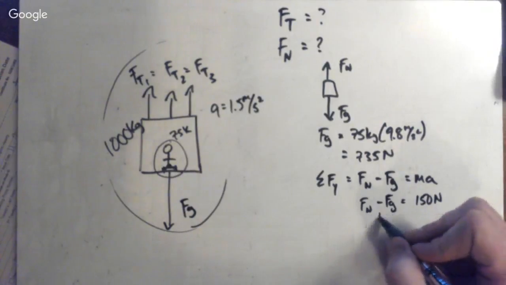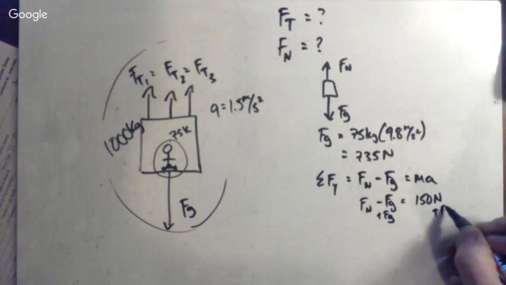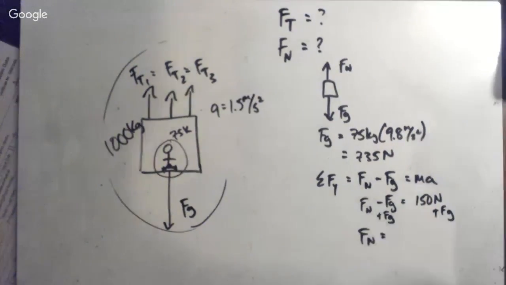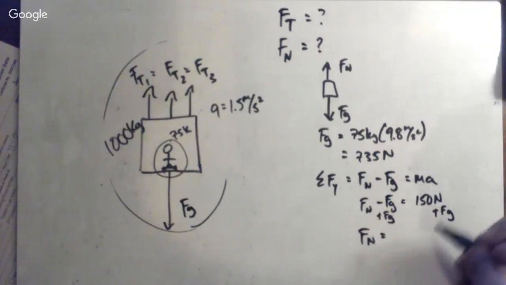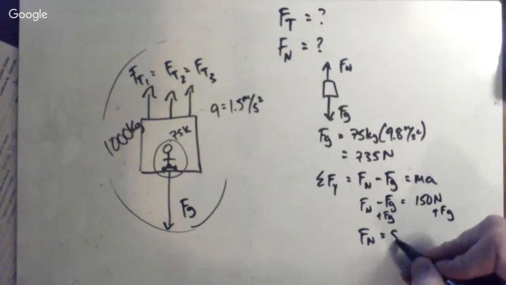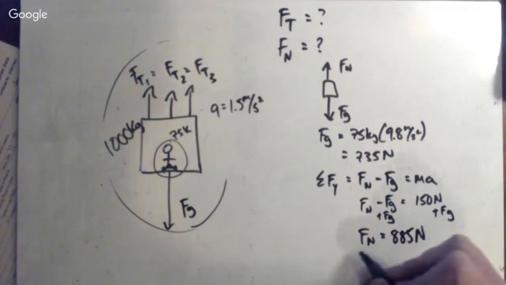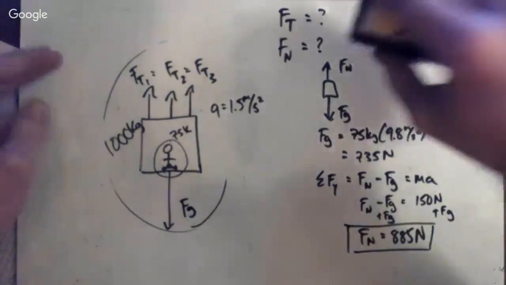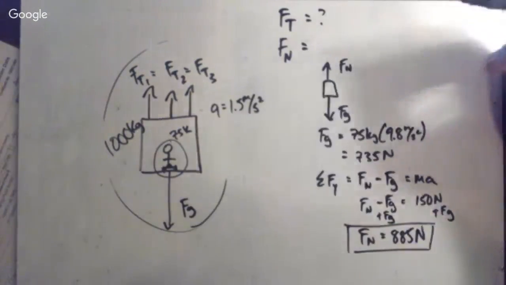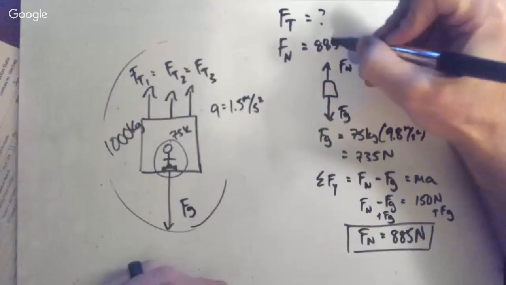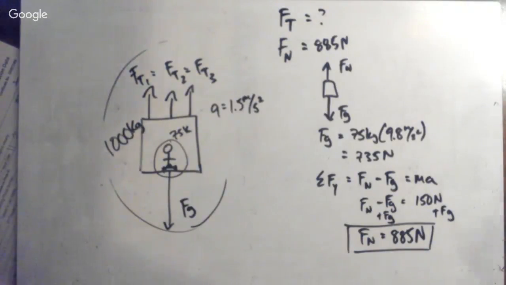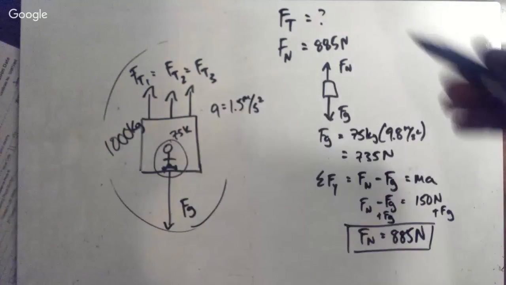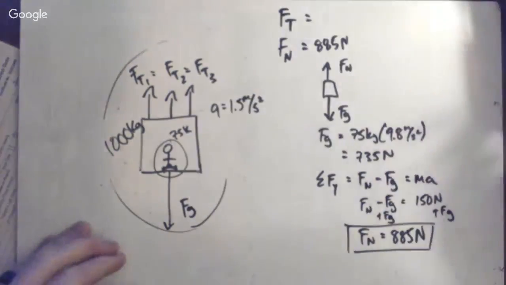Okay, so if we add Fg to both sides, or 735 newtons, we end up with Fn, or the reading on the scale, being 150 plus 735, or 885 newtons. That's going to be the reading on the scale of the person inside the elevator. 885 newtons. Now let's get to our tension problem that's also included in here, and then we'll get to a mu k problem.